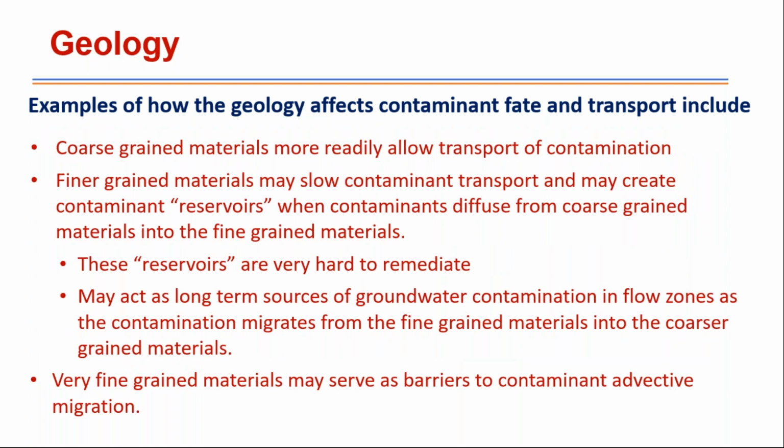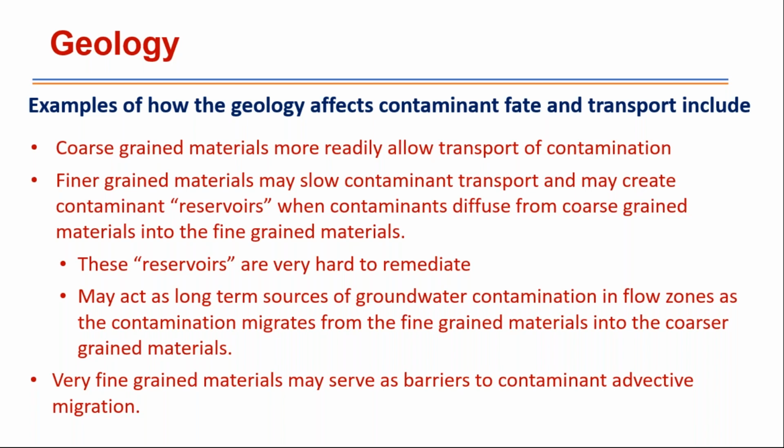Examples of how geology can affect contaminant fate and transport start out with simple things. Coarse grain materials, think of a big sand or boulders, more readily allow transport of contamination. Finer grain materials, such as a silt or a clay, are going to slow the contaminant transport and actually create contaminant reservoirs, which happens when the contaminants diffuse, by molecular diffusion, from the coarse grain materials into the fine grain materials.